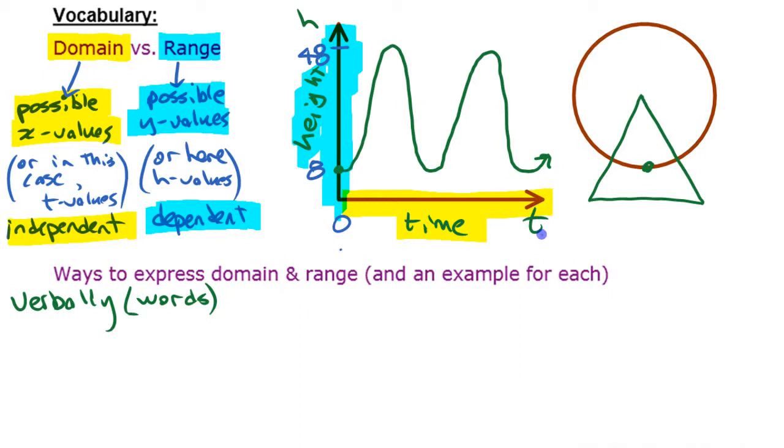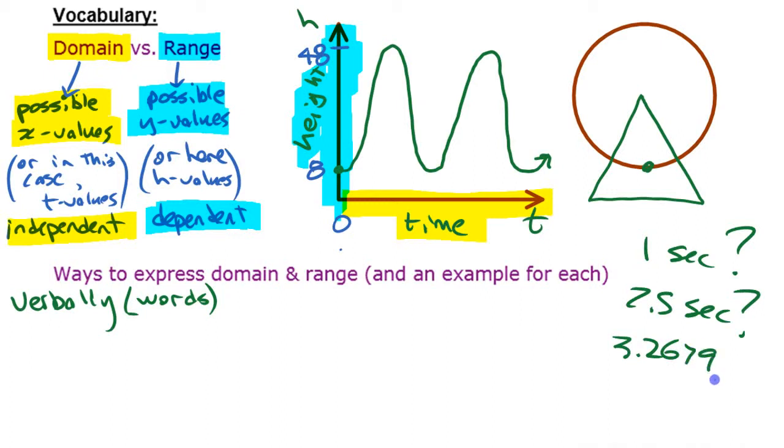What kind of numbers is time allowed to be here? What kind of times are represented in this situation? What kind of values can t be here? In this situation, is 1 second a possible time? Is 2.5 seconds a possible time? Both of those are okay, right? Can you have 3.2679 seconds? You probably can at some point.